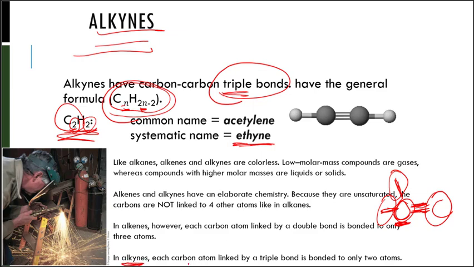In alkynes, each carbon atom linked by a triple bond is bonded to only 2 atoms. So in this case, this carbon atom, if there is a triple bond, then it's bonded to this atom and a second atom. So in alkynes, each carbon atom is bonded to only 2.